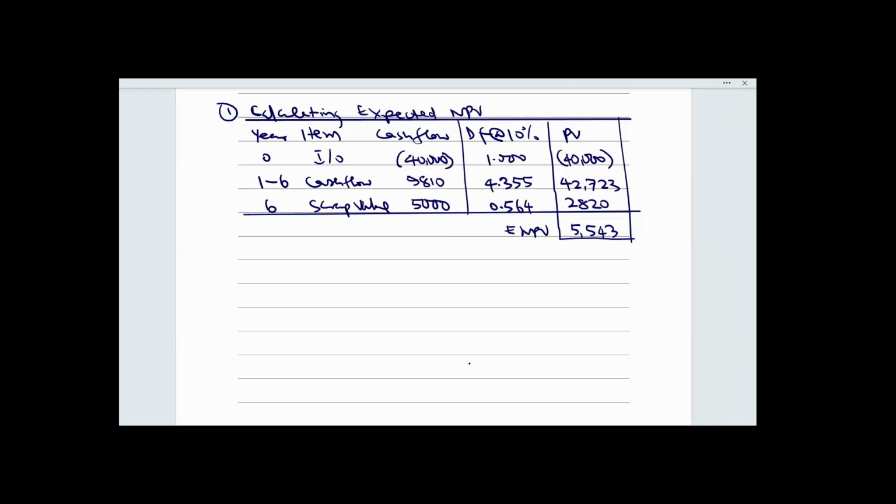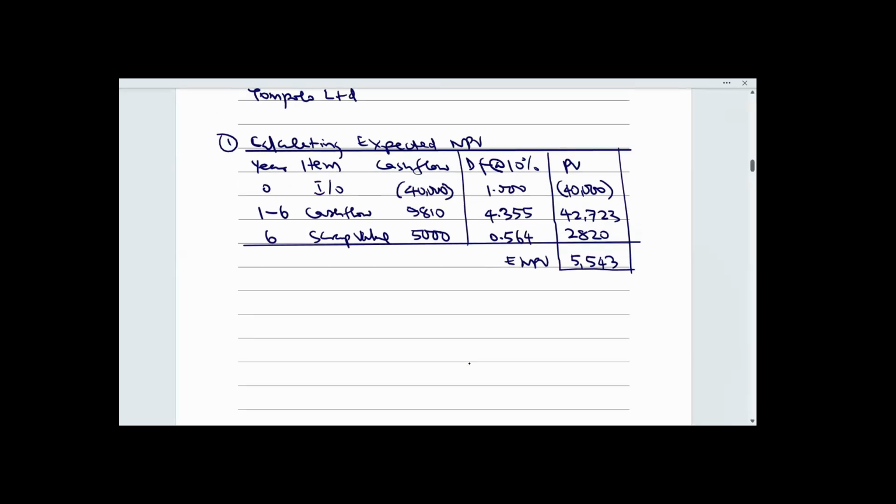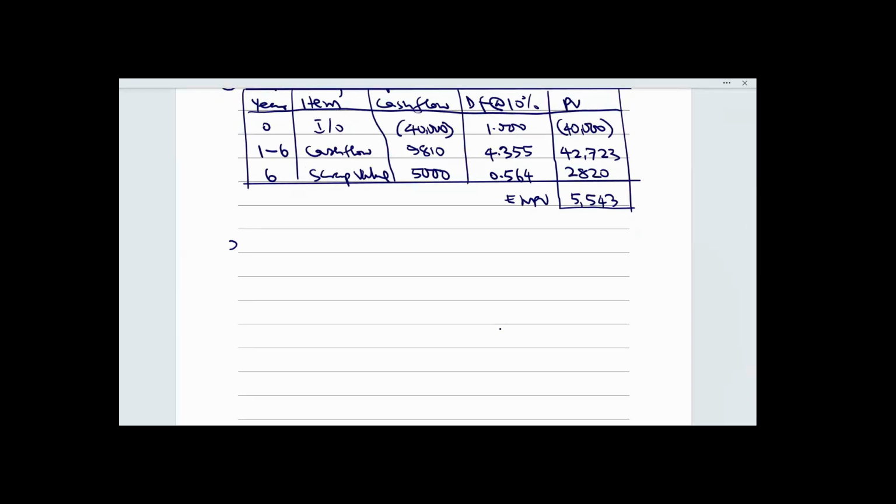Now that we have computed the expected NPV, we answer the second requirement, which is to calculate the standard deviation of NPV. Before I put down my formula, I need to check from the question what is the nature of the cash flow. Am I given mutually dependent or independent cash flow? The cash flows of year 1 to 6 are the same, which means they are mutually dependent. You can see in this question, the examiner did not tell you they are mutually dependent.